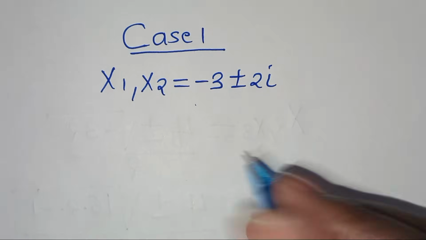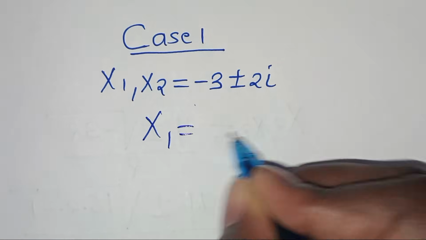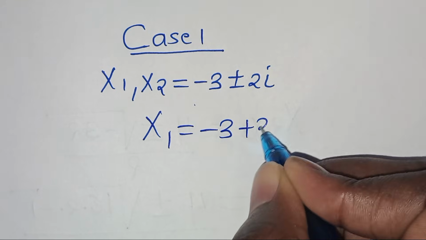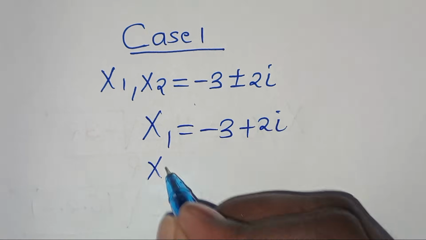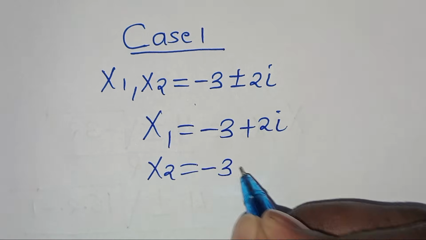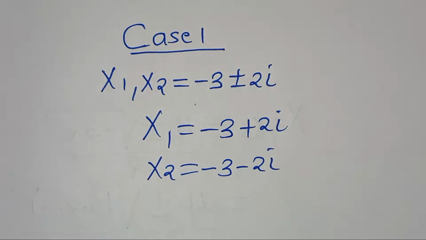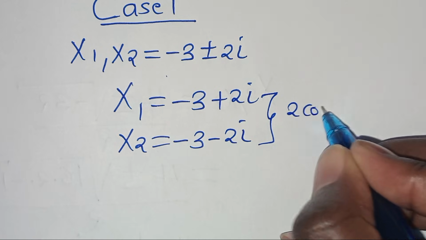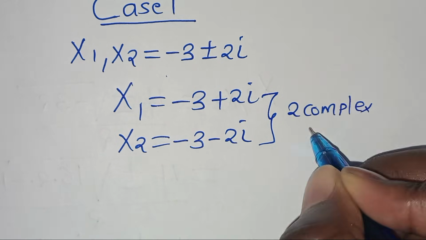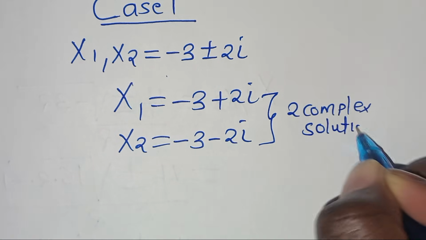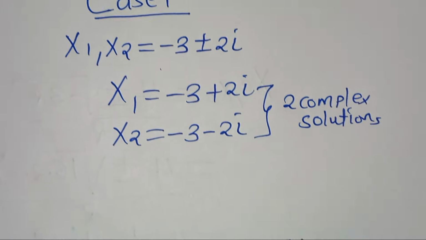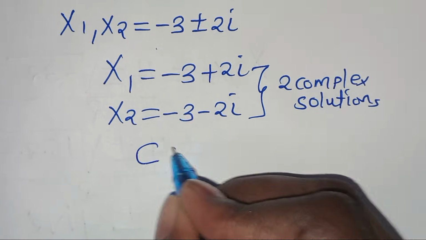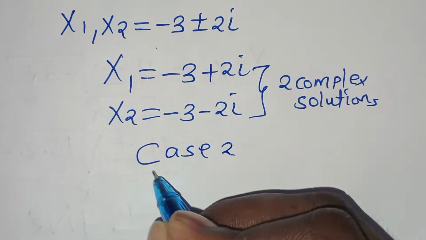Now this means that x1 is equal to negative 3 plus 2i, x2 is equal to negative 3 minus 2i. You find that these are two complex solutions under case 1. Now let's proceed to case 2.